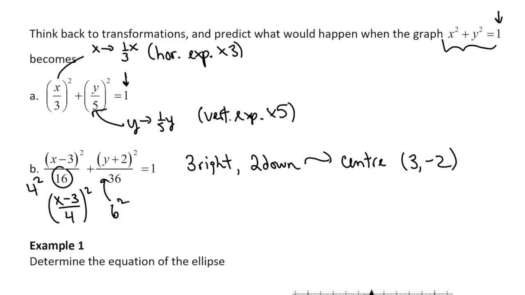And the 4 would act similar to how the 3 acted right here, and that would represent a horizontal expansion by a factor of 4. And it would represent a vertical expansion by a factor of 6. And if you're saying a vertical expansion by a factor of 6 compared to what, we'd be comparing this, in this case, to our basic circle with a radius of 1.